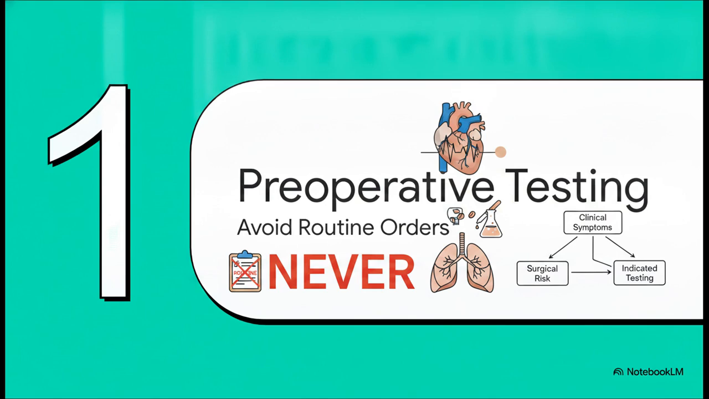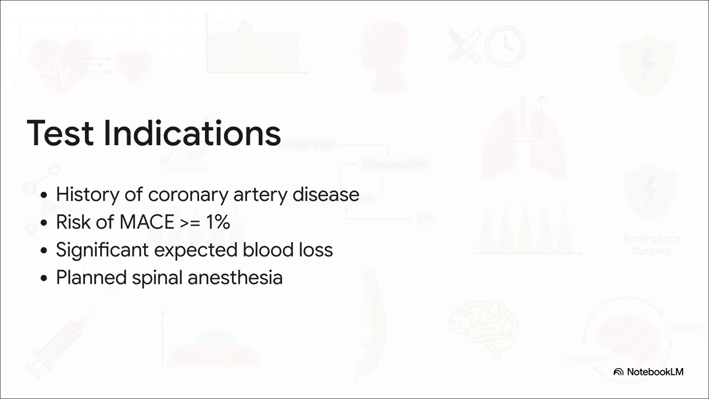Section 1. Preoperative testing. Avoid routine orders. Do not order a standard panel of tests for every surgical patient. The boards will test you on this. Testing has to be completely based on the patient's underlying comorbidities, their current symptoms, the specific surgical risk level, and the expected blood loss. Every single test you order must have a concrete clinical justification.